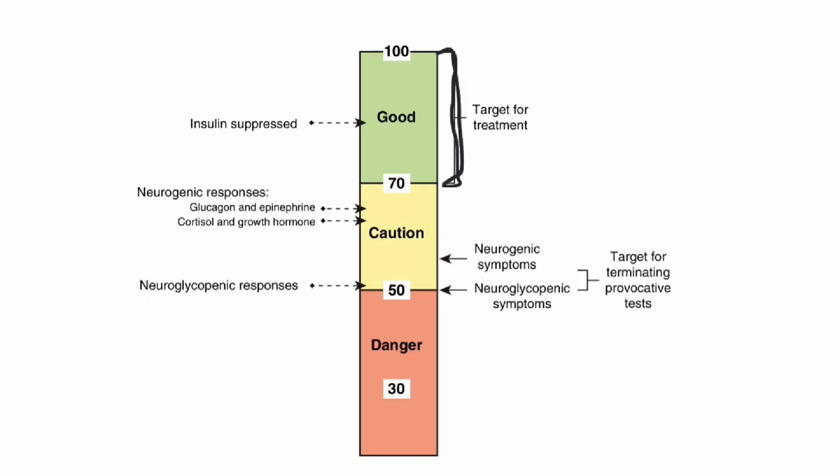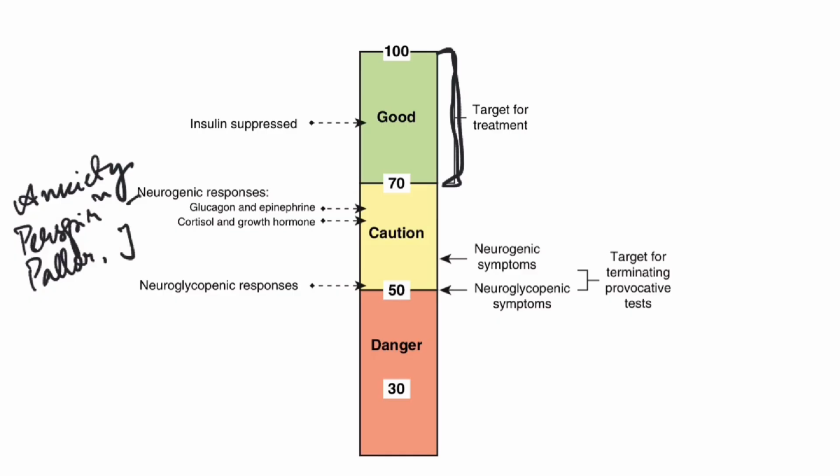Between 50 to 70 we have neurogenic responses, or autonomic nervous system responses, due to release of epinephrine and glucagon. These neurogenic responses include anxiety, perspiration, tremors, pallor, tachycardia. So the range for neurogenic responses is 50 to 70.